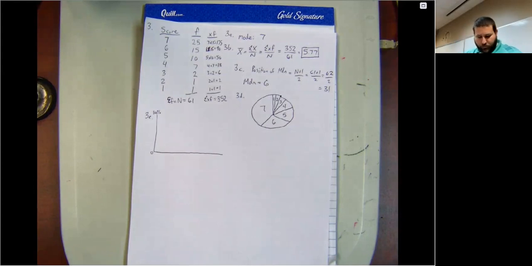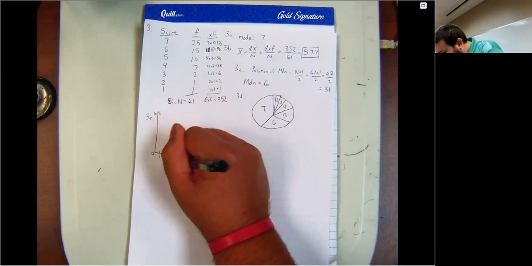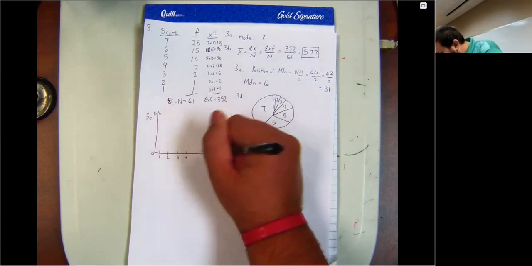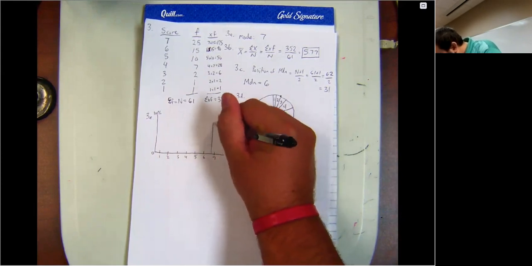then 7 would be 100%, right? So if we go from the value of 1, 2, 3, 4, 5, 6, and 7, 7 goes all the way up to 100.